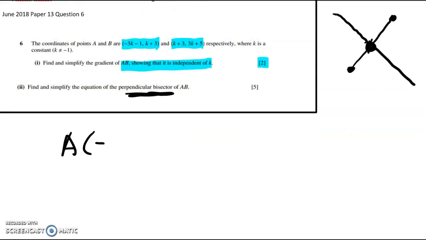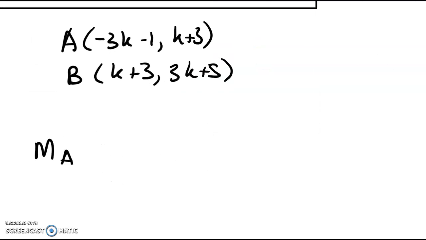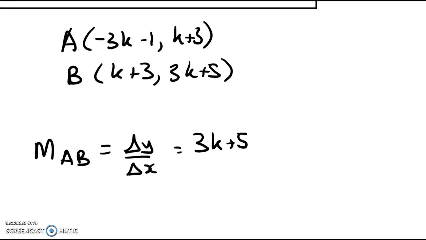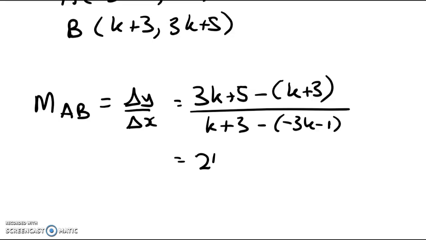So A is (-3k - 1, k + 3), and B is (k + 3, 3k + 5). So the gradient between those 2 points, not the perpendicular bisector gradient, is the change in y over the change in x, which will be, doesn't matter which way around you go, as long as you're consistent. So (3k + 5) - (k + 3) over (k + 3) - (-3k - 1). Cleaning that up gives me 2k + 2 over k + 3k, so 4k + 3 + 1, which is 4k + 4.